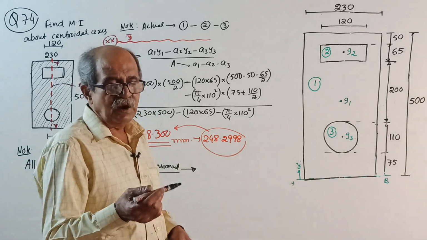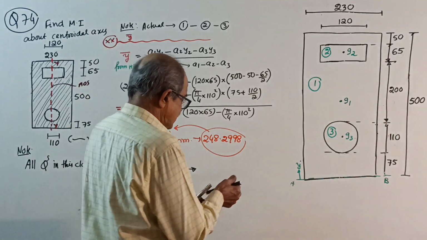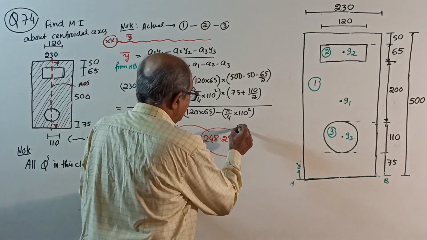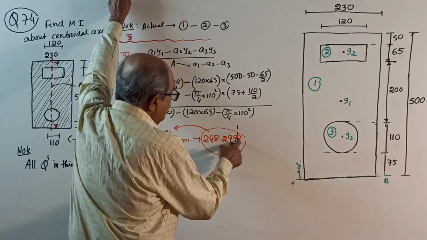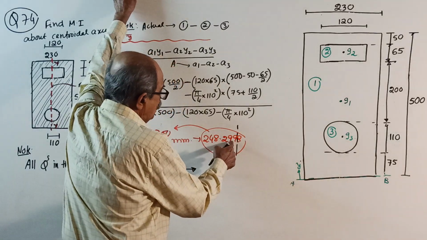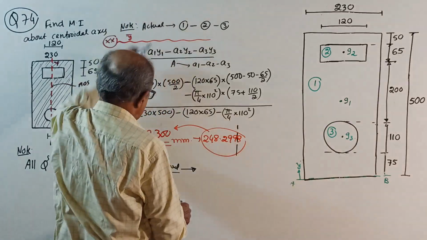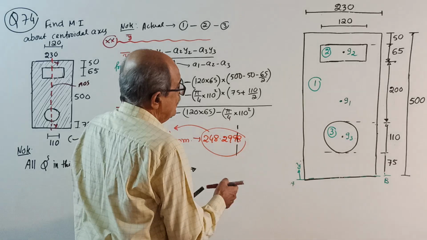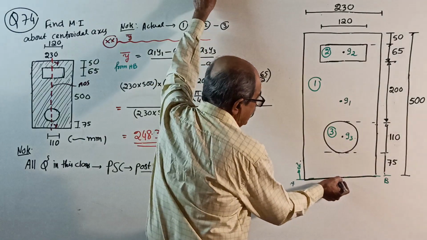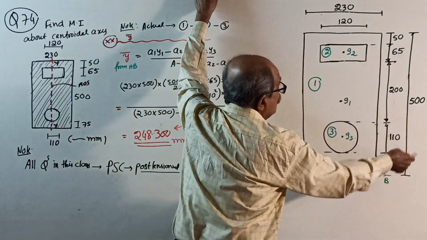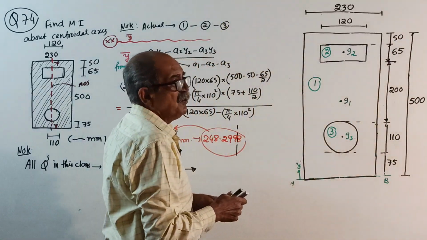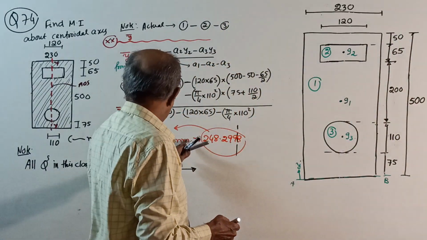It is 248.2998. I am rounding to the third decimal, so the 9 will become 0, 2, 299 and 8 is there, it will become 3. So 248.3. From here to the centroid, the total is 500, half of 500 is 250, so the centroid is slightly before the center.